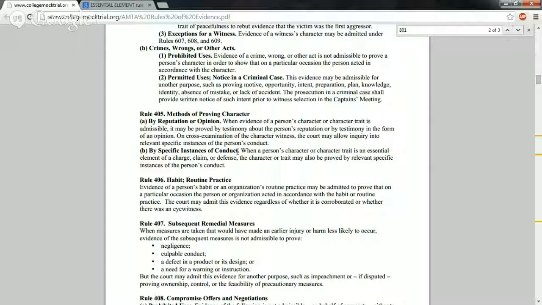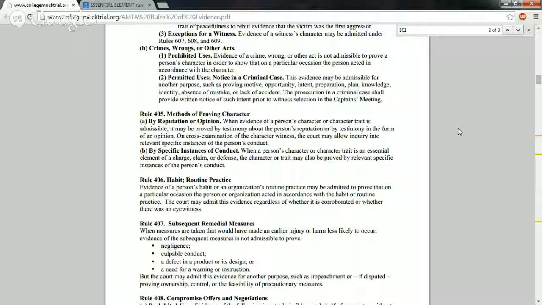That's why, unlike Rule 405(a), reputations and opinions can always be admissible and can always be admitted. Specific instances of conduct can only be admitted, like this first sentence reads, when a person's character or trait is an essential element of a charge, claim, or defense.